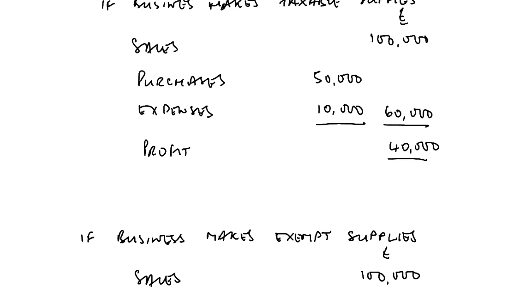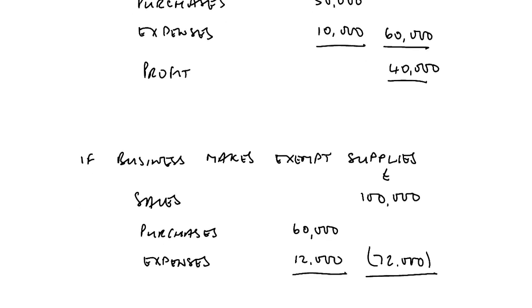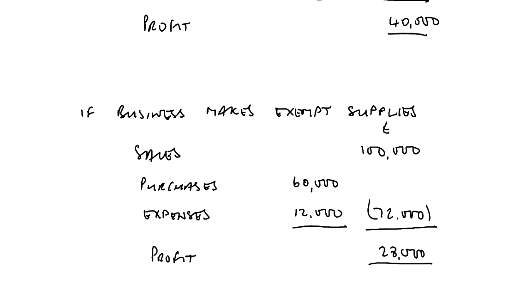But if we make exempt supplies but have incurred costs inclusive of VAT, because we only make exempt supplies, we cannot register for VAT, and on that basis we cannot recover input tax. So our business will incur the full VAT inclusive costs. We will not be able to get back the input tax suffered on our purchases and expenses. So the VAT inclusive figures are, again, as we've written above, 60,000, 12,000, total 72. So our profit figure now is only £28,000. So we can see the impact, therefore, of whether or not the business makes taxable or exempt supplies.